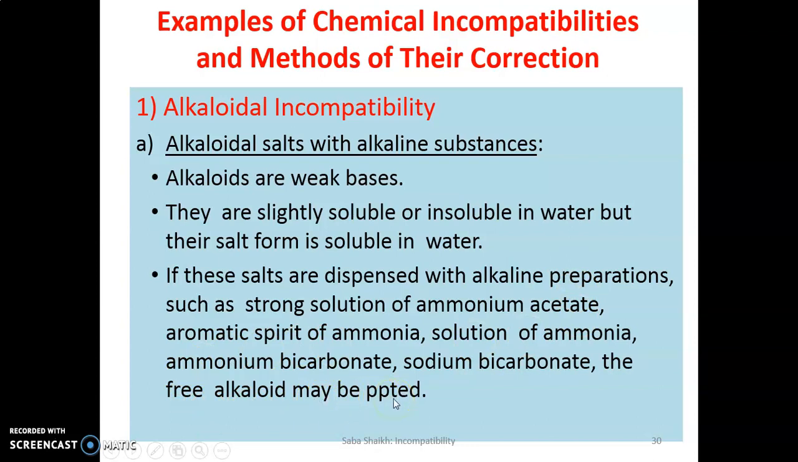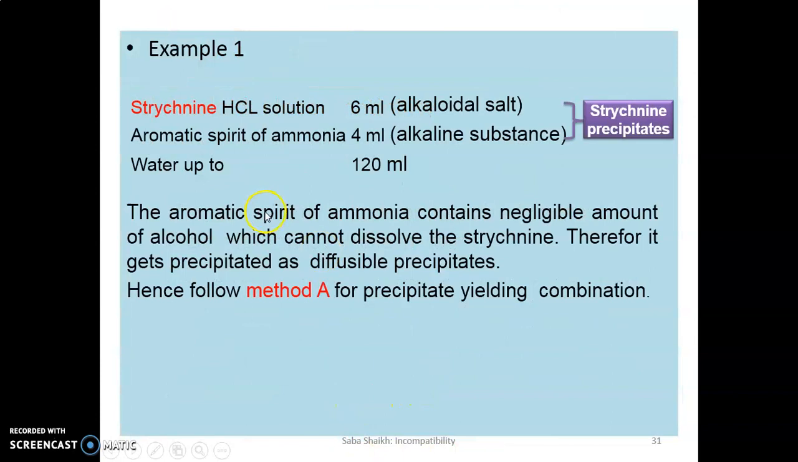So, in summarized form, we can say that when we react an alkaloidal salt with an alkaline substance, means a basic substance like solution of ammonia or spirit of ammonia, the product will be a precipitate. So simply, when an alkaloidal salt reacts with alkaline substances, we can get a precipitate. Example of this: strychnine hydrochloride solution, aromatic spirit of ammonia and water.